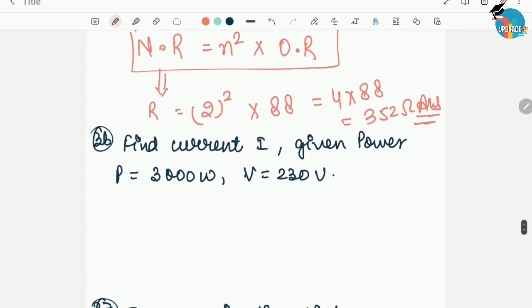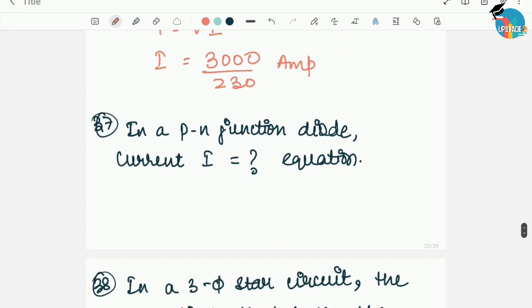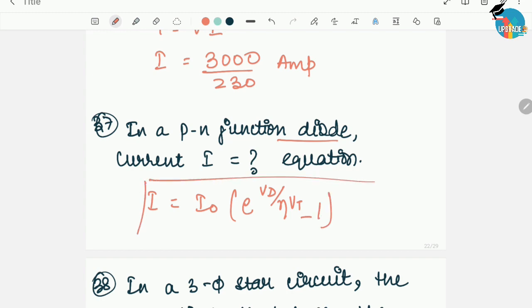Next question asked was, find the current I. Given power is 3000 watt and voltage is 230 volt. Using the formula P is equal to VI, we can easily calculate the value of current as 3000 divided by 230 volt. Next question asked was related to a PN junction diode. We had to find the current equation. The current value is given as I is equal to I naught e to the power VD divided by eta Vt, minus 1. So this was the correct equation of the current of a PN junction diode.